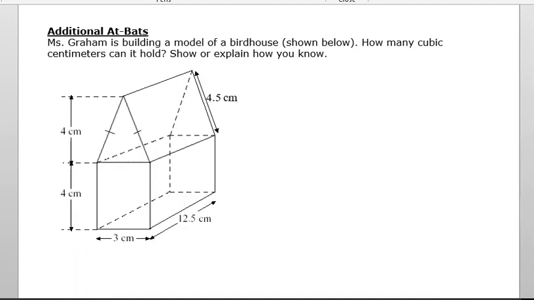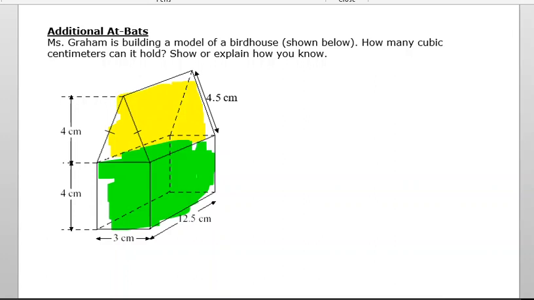Okay, so I have this composite here, which is composed of this rectangular prism and then this triangular prism. And we'll start with the rectangular prism because it's easier.